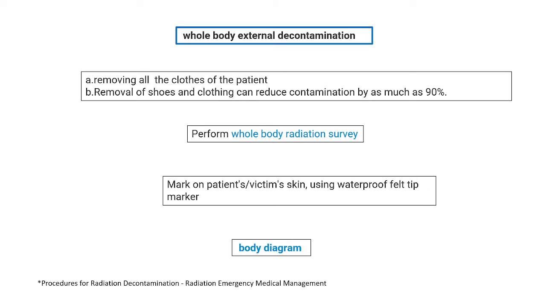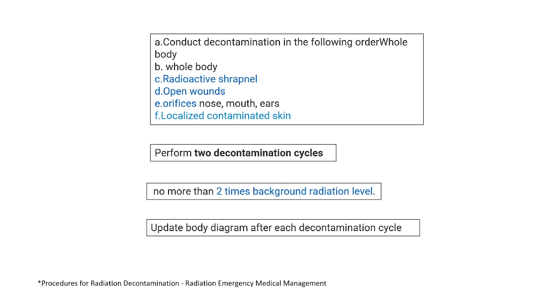body radiation survey is done. All the radiation exposed or contaminated areas should be marked with a waterproof marker and drawn on a body diagram. This body diagram should be updated after every decontamination cycle. So moving on to the decontamination process, it should be carried out in the following order.